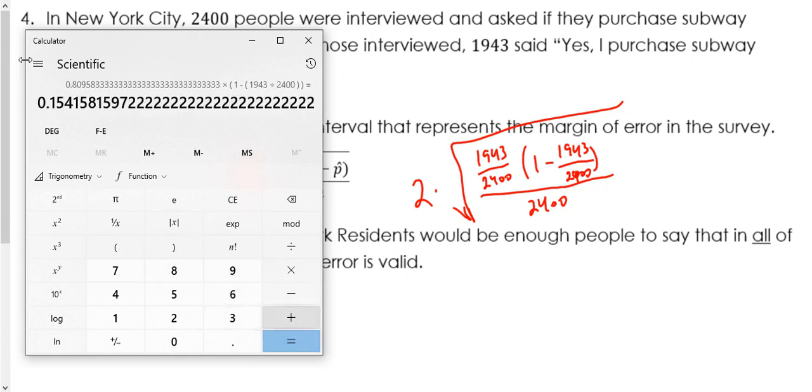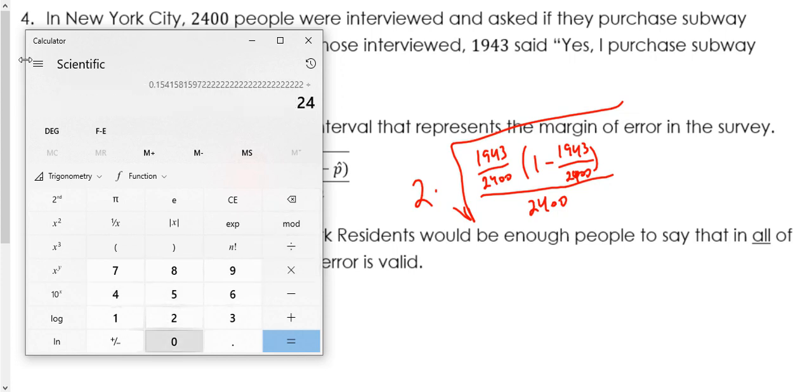And that gives us 0.15415. We're going to divide that by 2,400 to do this part down here, which gives us this decimal. Now this says 6.4, but it does say e to the negative fifth, which means move this decimal 5 places to the left. So it's like 0.00006 and so on.